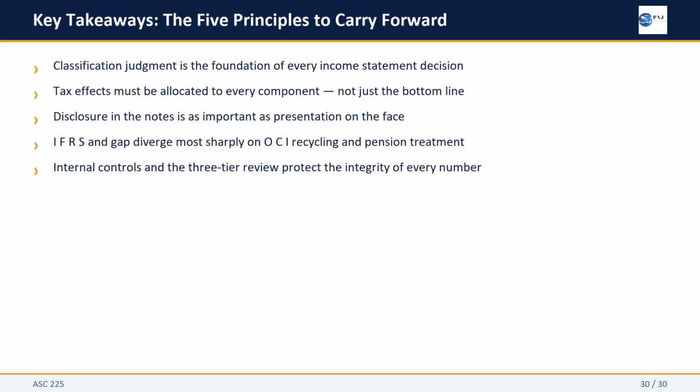5 principles to carry forward. Classification drives everything. Get it wrong, and every downstream metric misleads. Tax effects belong to every component, not just the tax line. The notes are required transparency, not an afterthought. IFRS and GAAP diverge most at OCI recycling and pension treatment. And internal controls, anchored in PNJ Group's three-tier review, convert knowledge into reliable financial statements.